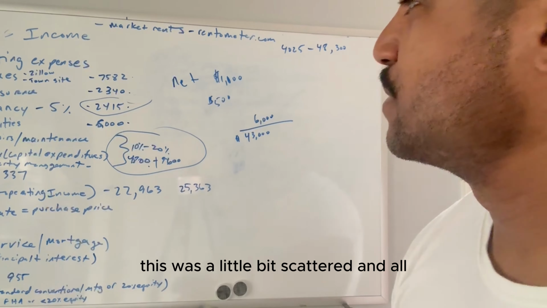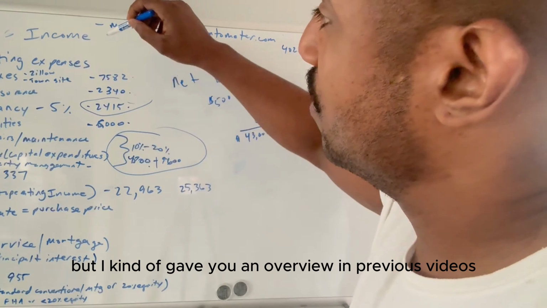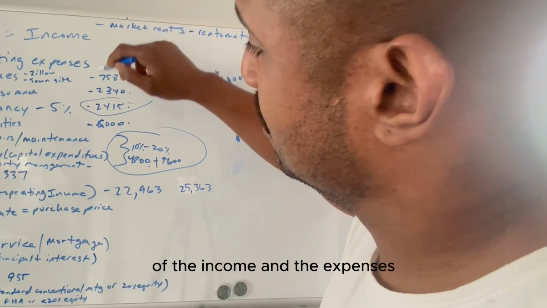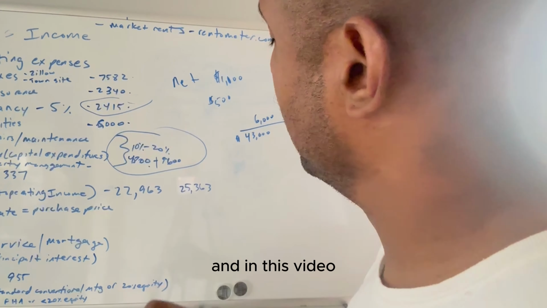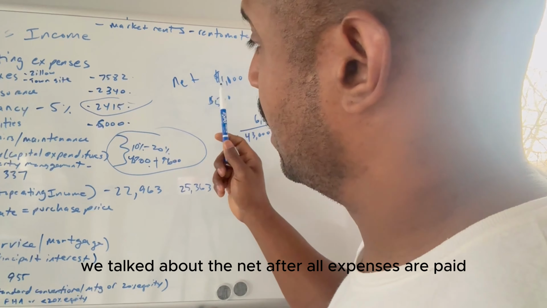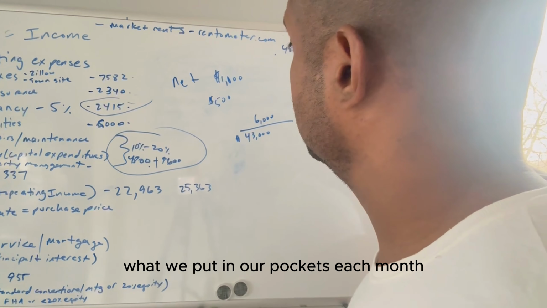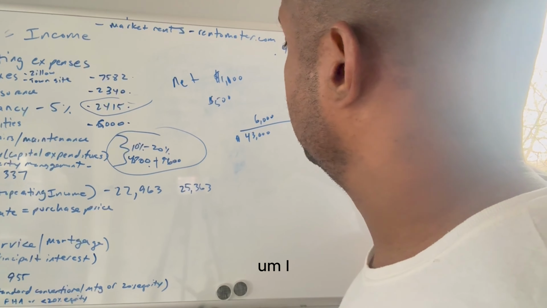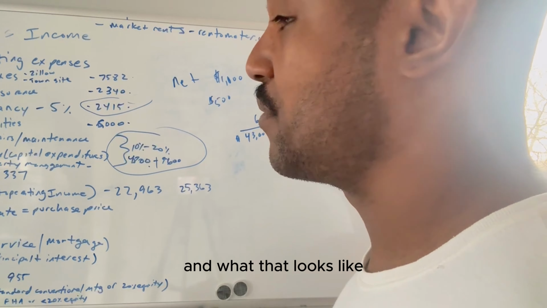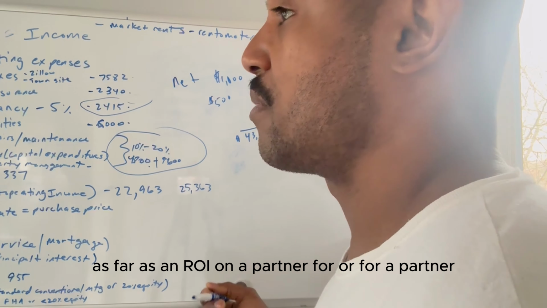This was a little bit scattered and all over the place, but I gave you an overview in previous videos of the income and the expenses. And in this video, we talked about the net after all expenses are paid, what we put in our pockets each month. I showed you how we're able to do that and what that looks like as far as an ROI for a partner.